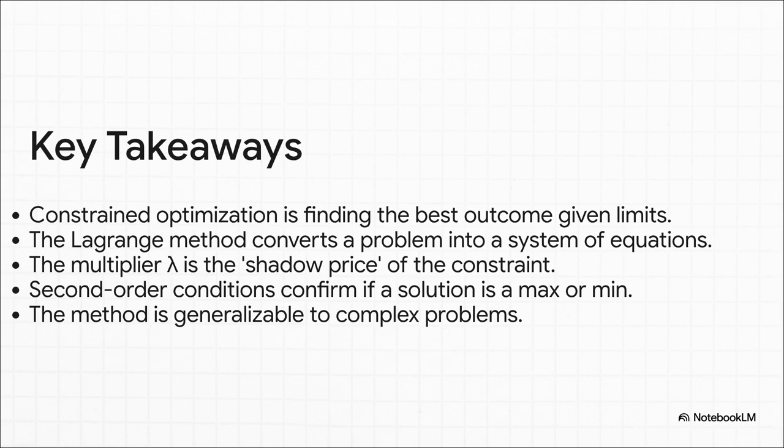All right, let's do a quick flyby of everything we've covered. We started with this core idea of constrained optimization, finding the best possible outcome when you've got limits. We saw how the Lagrange method is this amazing recipe for turning that hard problem into a solvable system of equations. We unlocked the secret of lambda, the shadow price, that tells you the value of relaxing your constraint. We learned how to use second-order conditions to confirm our solution is a maximum. And finally, we saw that this whole tool is totally generalizable for really complex problems.